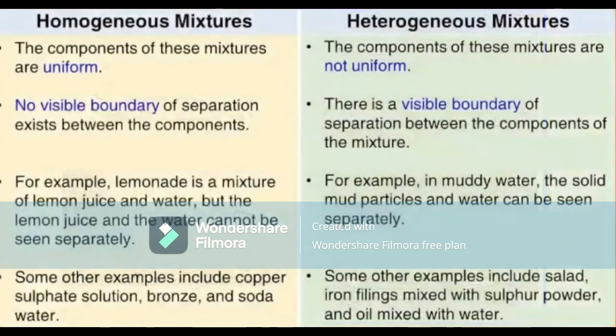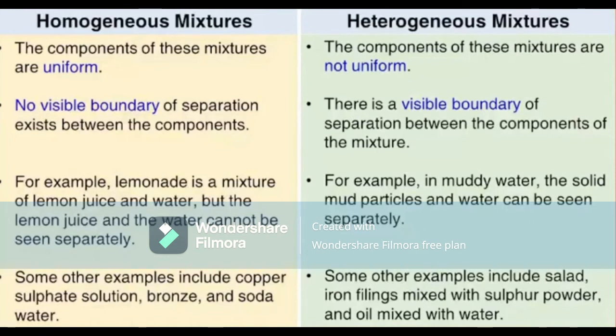Let's quickly recap the differences between homogeneous and heterogeneous mixtures. The components of homogeneous mixtures are uniform. The components of heterogeneous mixtures are not uniform. No visible boundary of separation exists between the components of homogeneous mixtures. There is a visible boundary of separation between the components of heterogeneous mixtures.